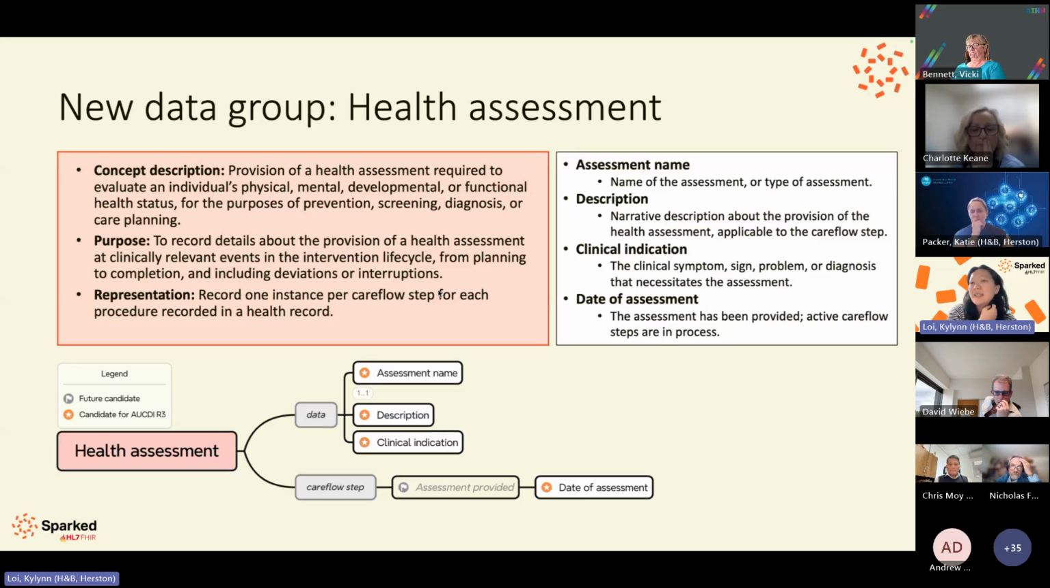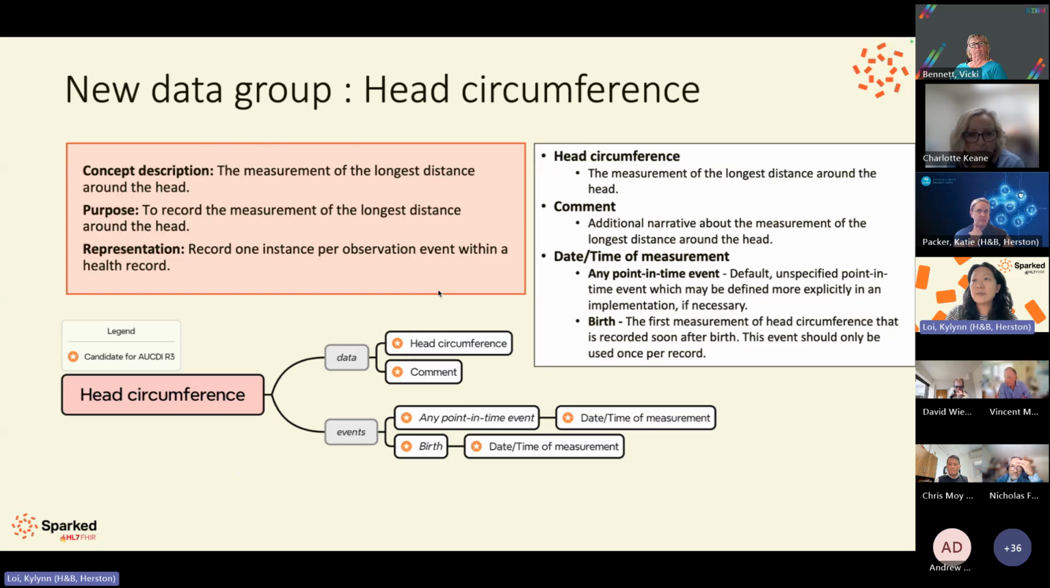But in case you missed it, we worked through the assessment, which will cover the assessment name, description, clinical indication, date of assessment. We've added the head circumference data group as well, and that will include both a birth date time as well as any point in time, date and time.